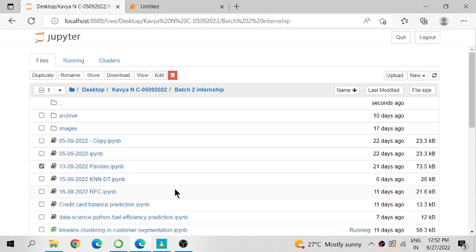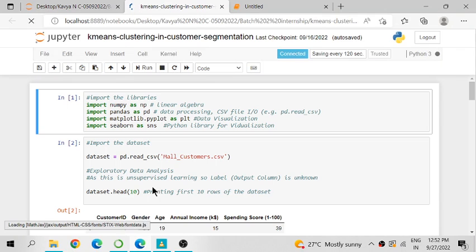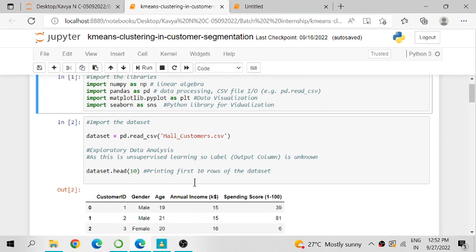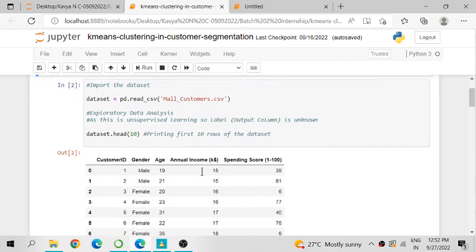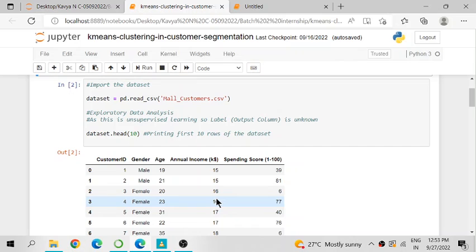We'll see another example of k-means clustering using the application of customer segmentation. We'll use a data set that contains information about the customer ID, gender, age, annual income in thousands of dollars, and the spending score. Based on this information we have to segment our customers.